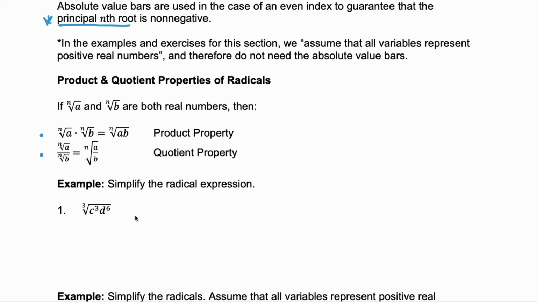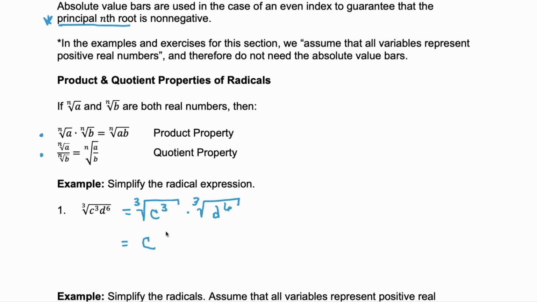Let's use the product property to help us simplify our first example. We're taking the cube root of c cubed times d to the 6. First, we're going to use the product property to break this up into two separate cube roots. So we have the cube root of c cubed and the cube root of d to the power of 6. Now, the cube root of something cubed is just itself.